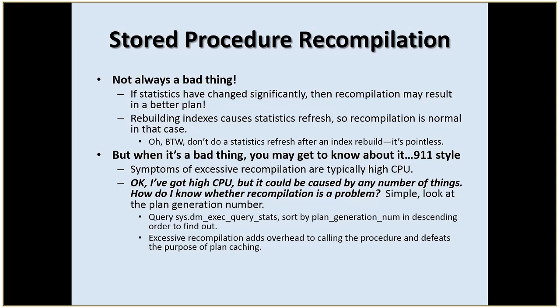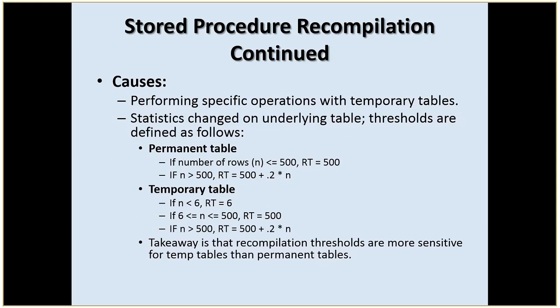So one of the downsides of excessive recompilation is it adds overhead to calling the procedure and defeats the purpose of plan caching. So you're basically taking more time to run your proc than you need to. Where that gets really bad is when you have tons of users calling the same proc simultaneously. You can see what's going to happen. You're going to get high CPU. You're going to have a 911 call.